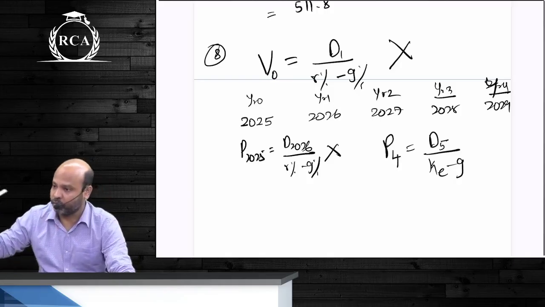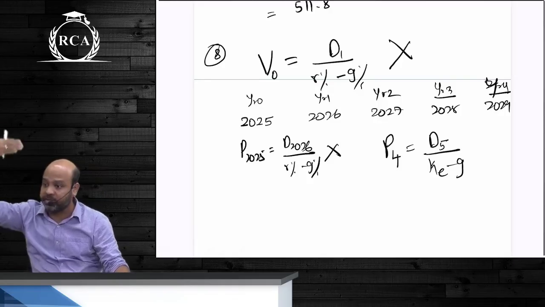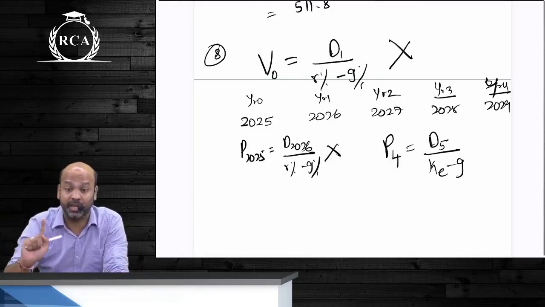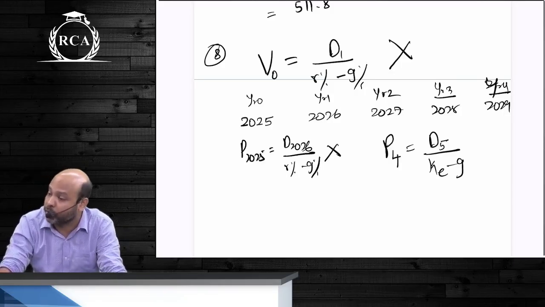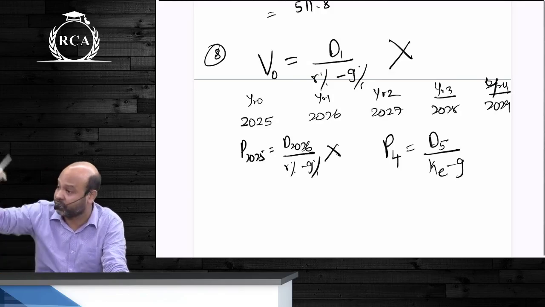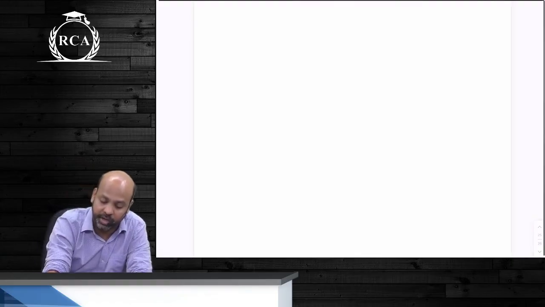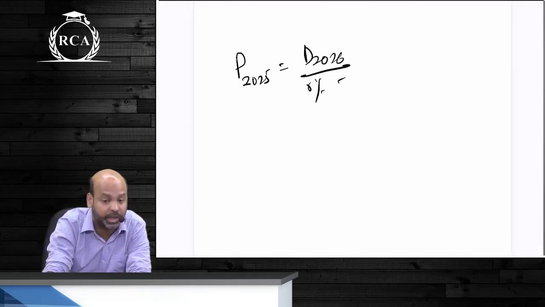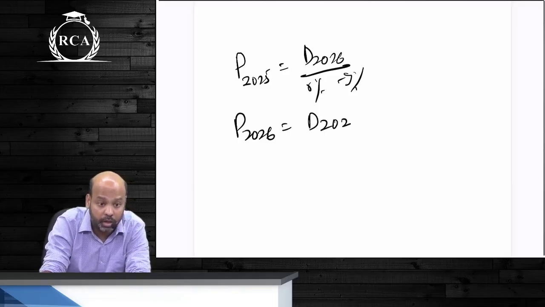Do not get confused by 4 and 5. ऐसे सोचो, if I am computing price at the end of 2029, my first dividend will be 2030. If you are computing price at the end of 2025, your first dividend will be 2026. If you are computing price at the end of 2026, your first dividend should be 2027. So if the growth rate is constant, guys, right from the first year, I could have written P 2025 as D 2026 by R% minus G%. I can write P 2026 as D 2027 by R% minus G%. Are you all following?